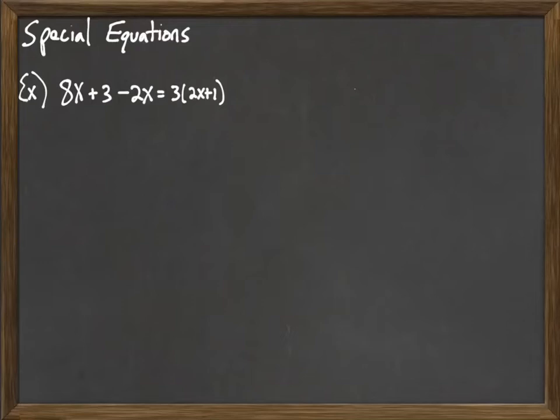As we start this problem, on the left-hand side, I notice I have some like terms, an 8x and a 2x. So 8 minus 2 would give me just 6x. And there's nothing for that plus 3 to do. On the other side, we have some distributing that needs to be done. That 3 is distributing. So we multiply through. 3 times 2x gives me 6x. 3 times 1 gives me 3.